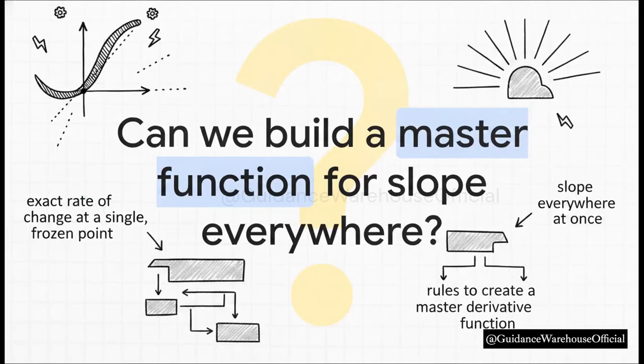Now that you've mastered finding the exact rate of change at a single frozen point in time, it leaves us with a really exciting, provocative question. Calculating this limit for every single point on a graph one by one would take forever, right? So how can we use these rules to create a master derivative function that calculates the slope everywhere at once instantly? Well, that is exactly what we're going to uncover in our next explanation.